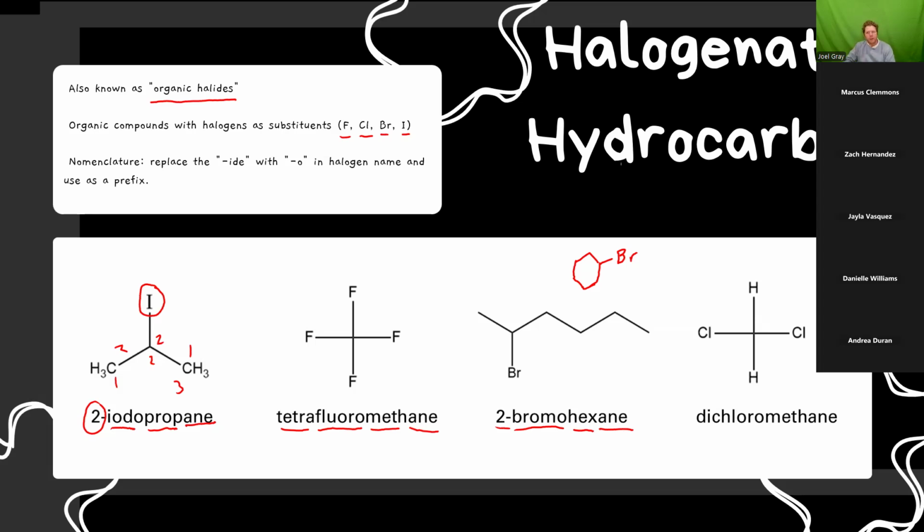when we're numbering a cyclic molecule, we don't necessarily have numbers, which sounds kind of backwards, but if we were to call this anything, we would probably call it cyclo-1-bromohexane, because we want to give the bromine the lowest possible number. So what we can really do is just call this cyclo-bromohexane.